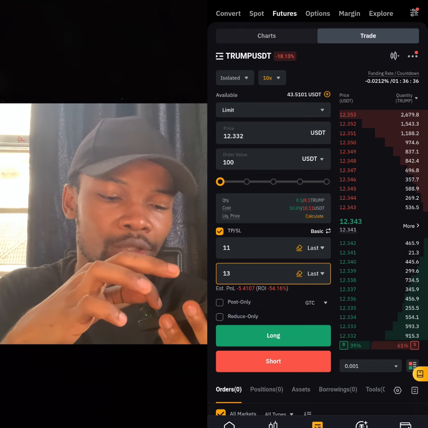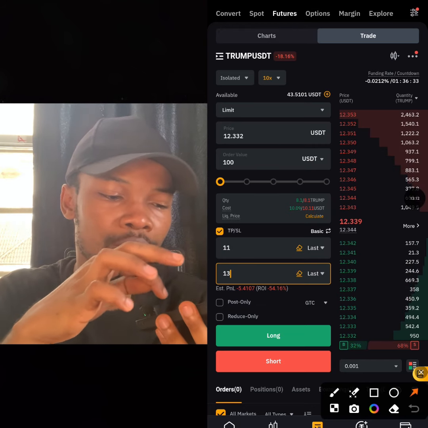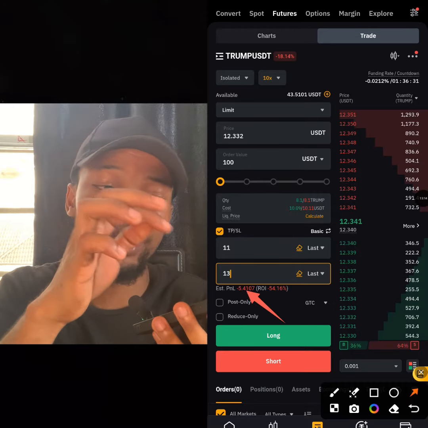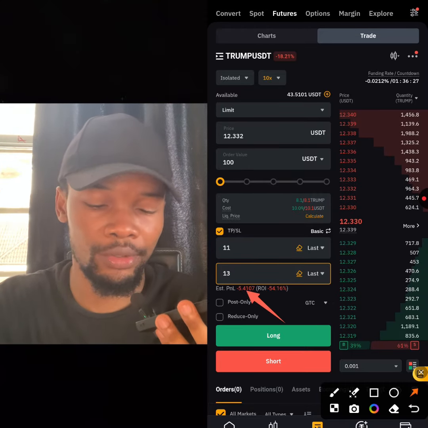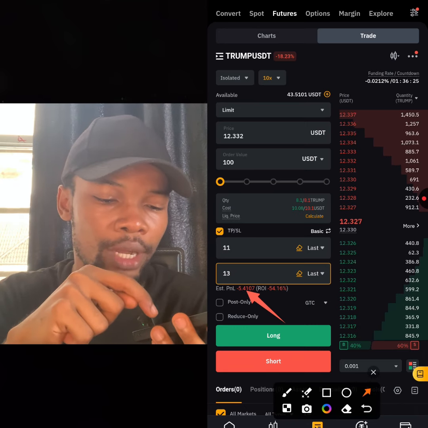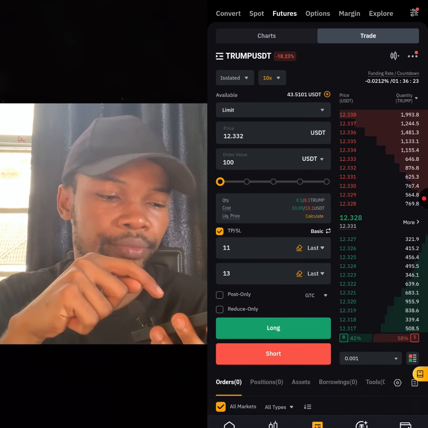Now, once it starts going up against my direction, against my prediction, I want to leave when it gets to $13. Which means if it gets to $13, I'm going to lose $5 from my money. I will lose $5 from my $10 I'm using to trade. Okay, so that is it. Now I'm just going to click on short.